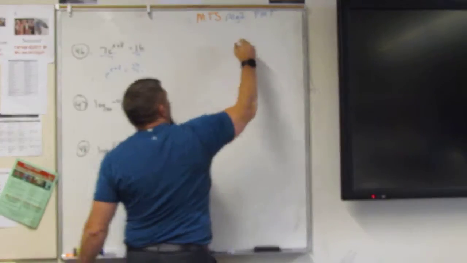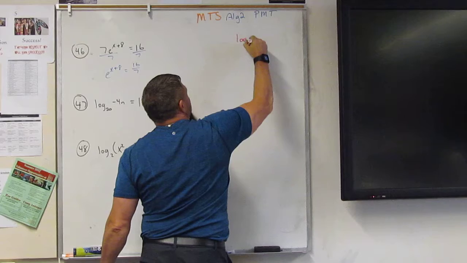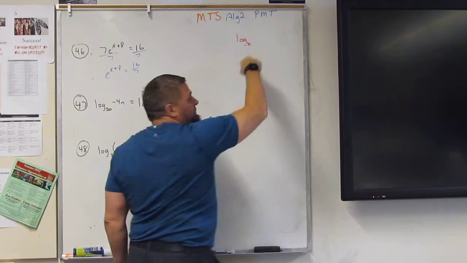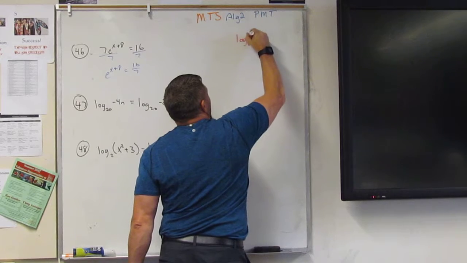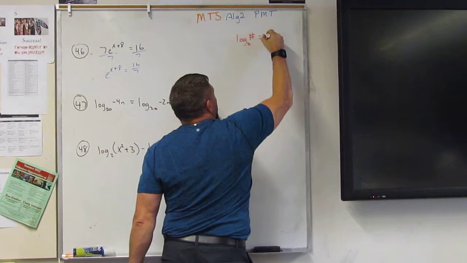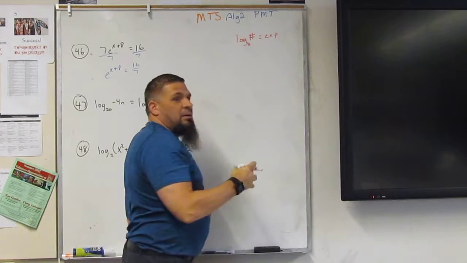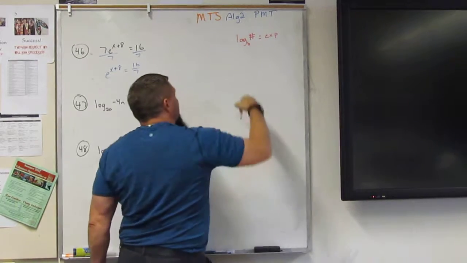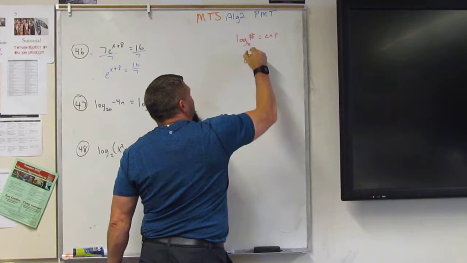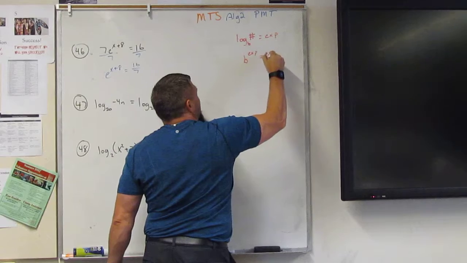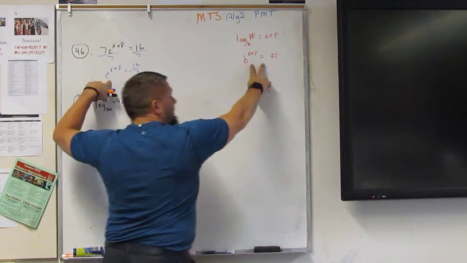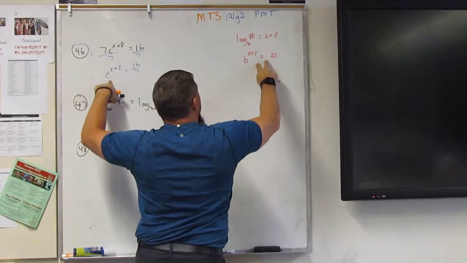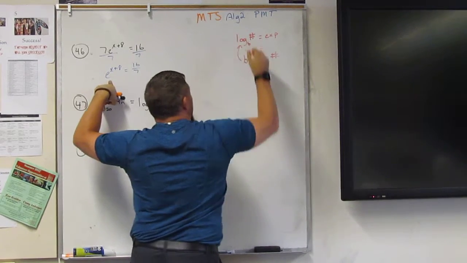Remember, log base b of a number is equal to an exponent. And it goes the other way too. The base raised to the exponent is equal to a number. This is what we have right here. I need to change it to this. I need to go this direction.